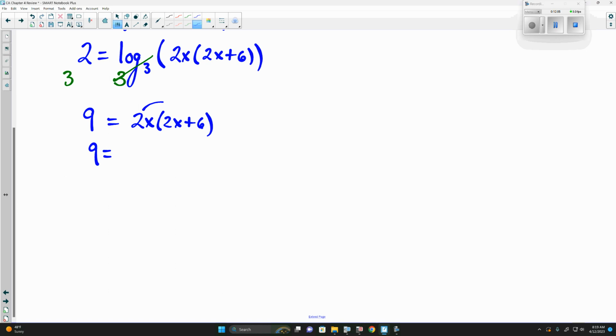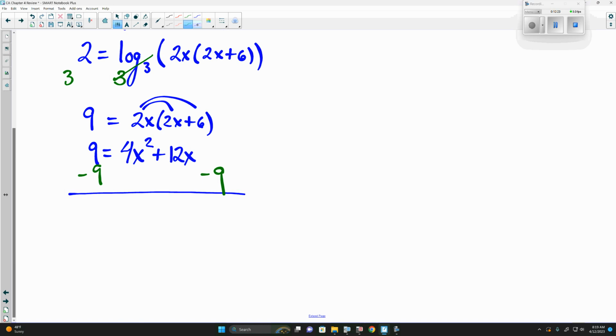Now we can distribute on the other side. 2x times 2x is 4x squared. 2x times 6 is plus 12x. At this point here, we need to subtract 9 from both sides, telling us that 0 is equal to 4x squared plus 12x minus 9.